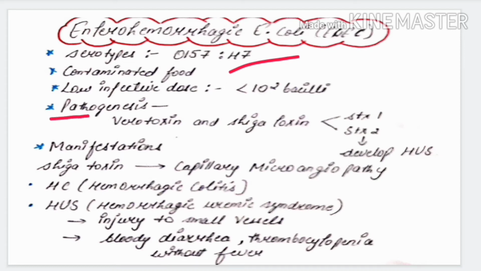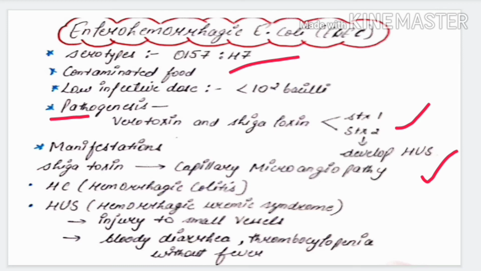It will produce toxins, that is verotoxin and Shiga toxin. Shiga-like toxin is divided into two parts, STX1 and STX2. STX2 is responsible for the development of HUS, that is hemorrhagic uremic syndrome. Next we will go through its manifestations. Shiga toxin causes capillary microangiopathy. Microangiopathy is a disease related to the blood vessels. It will destroy the small blood vessels.